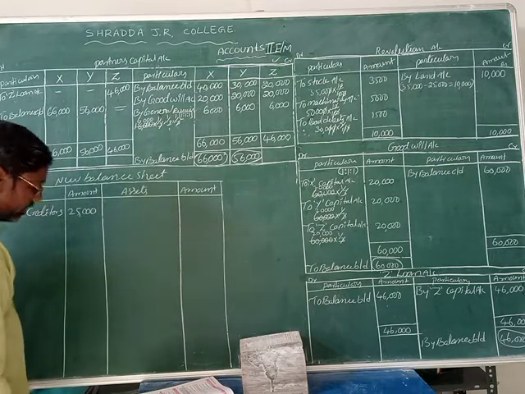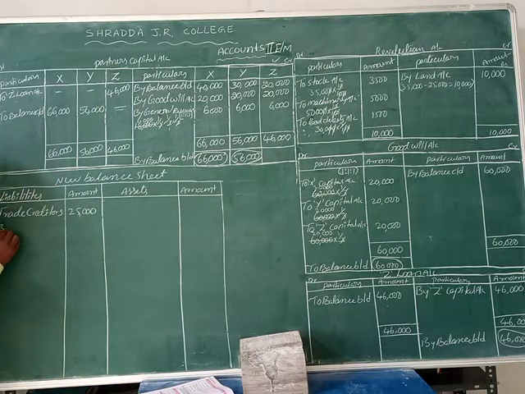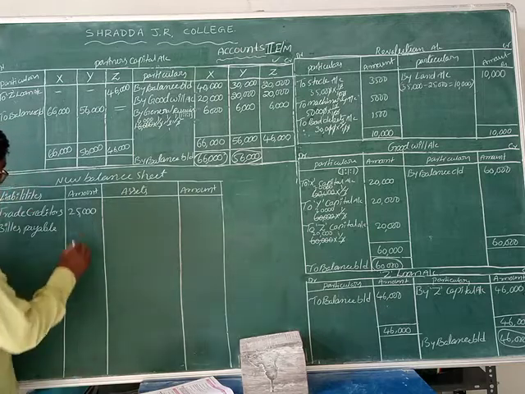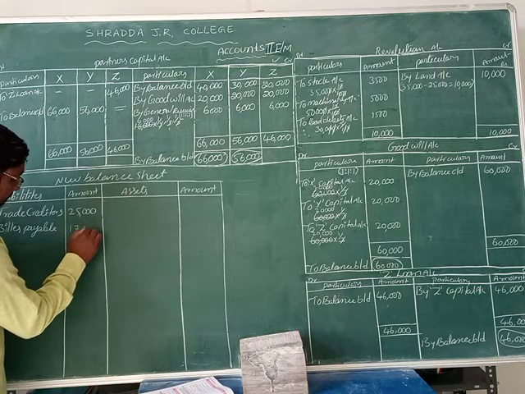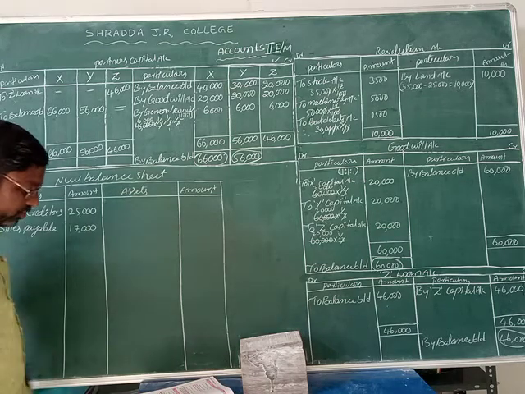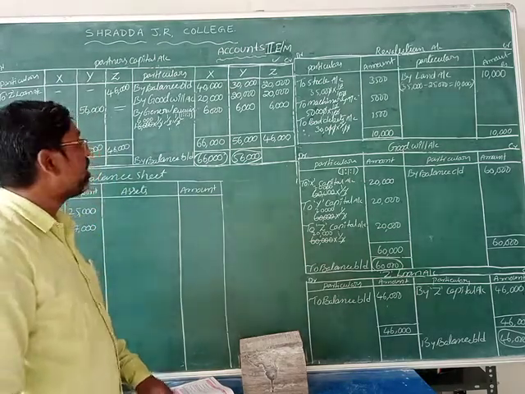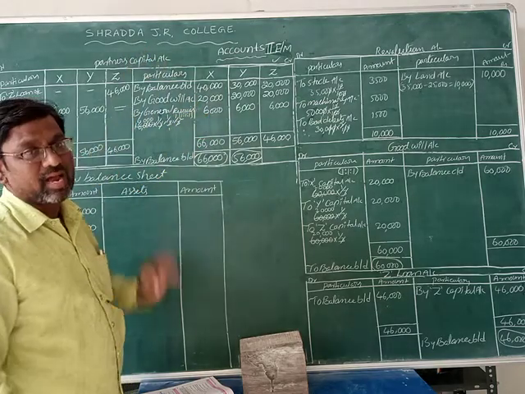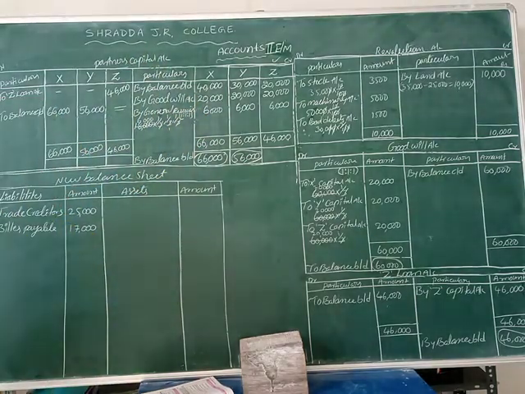Okay, next one bills payable, that value given 17,000. Now next one general reserves given 18,000. Already we can record the general reserves in the partners' capital account. Now here we don't record it now.